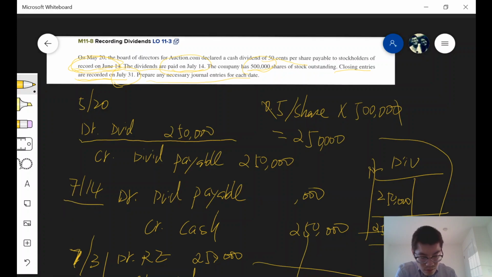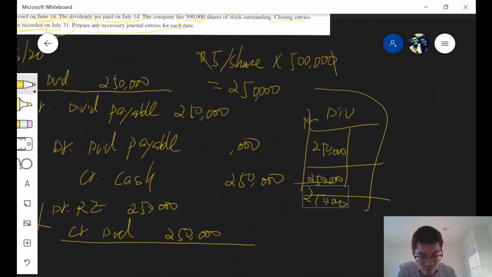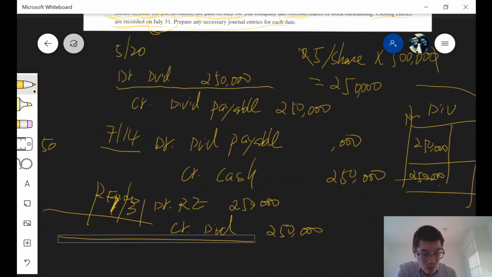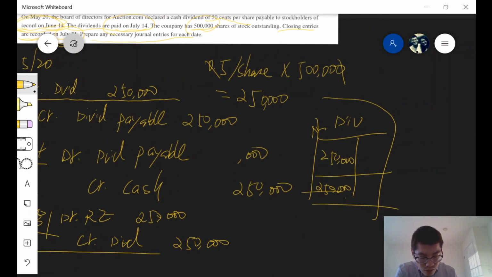We reset it off $250,000 to zero. Excuse me, it's on the other side. Okay, we set it to zero. Now the annual dividend balance is zero, which is the beginning balance of the next fiscal year. So it's a zero balance and a fresh start.